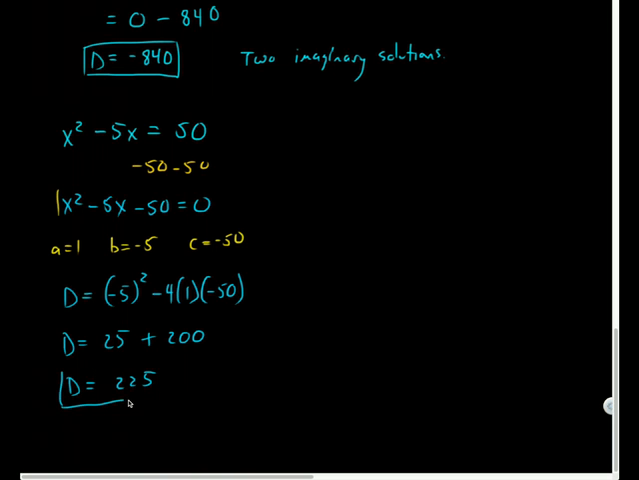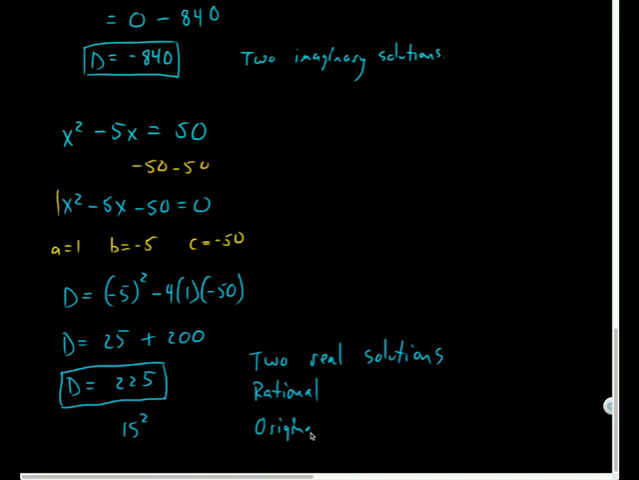Now, this is a positive number. So it tells me that I have two real solutions. Now, I don't know if you realize this, but 225 is the same as 15 squared, meaning that's a perfect square. So it tells me that my solutions are rational, and also because it's a perfect square, that tells me the original problem is actually factorable. Right? So all sorts of information I can gather just from this initial little litmus test.